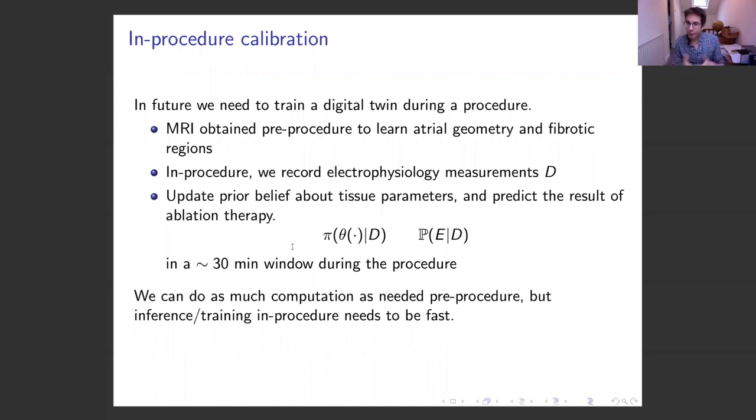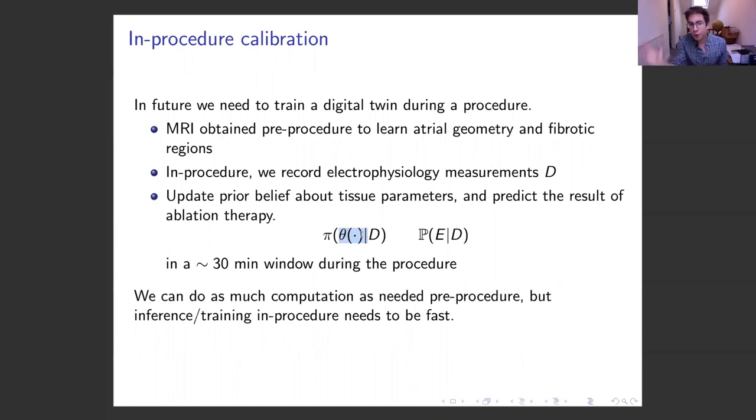So we're nowhere near doing this yet, but what we're going to want to be able to do is to do this training of this model in procedure. We're going to have a 30-minute window in which to estimate these tissue properties from the measurements we take while the patient is under anaesthetic.